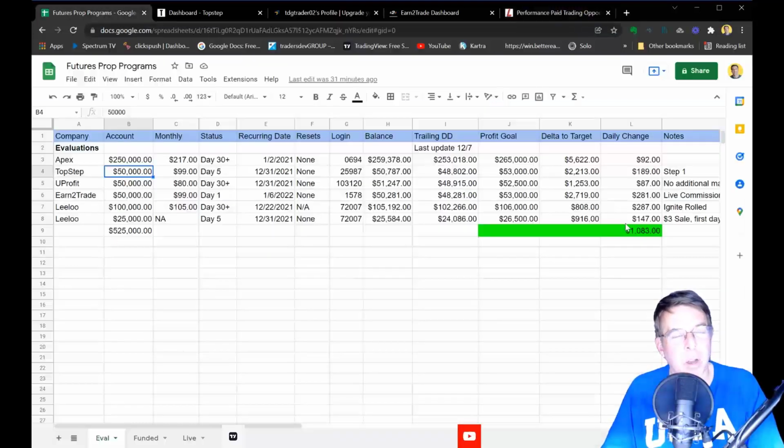TopStep has a deal going on, but Leeloo did this one-day $3 sale that costs $3 to get access to a $25,000 account. Now, that's only for the first month, so if you don't get through it in the first month, you probably want to cancel, because otherwise you're just going to pay full price. But again, it was $3. All right. And profit objective on that is $1,500, so I have about $916 left on that. And again, today's the 9th, so I have a few weeks left. And this is just a simple process of just, pass it or cancel it when it's $3.